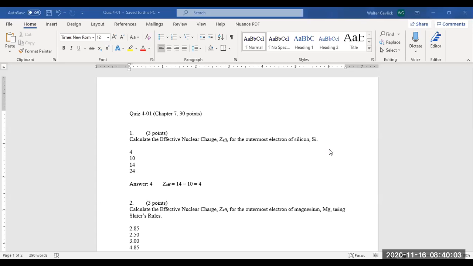What you look for is the number of electrons for the noble gas configuration that is part of that electron configuration. So if I look on the periodic table, I see that neon is the last noble gas before silicon. And so neon has 10 electrons in it.